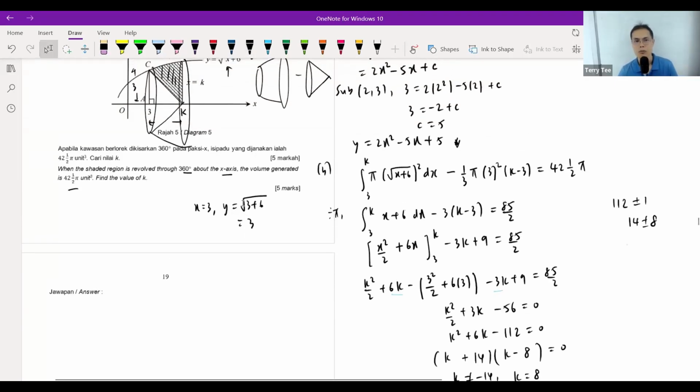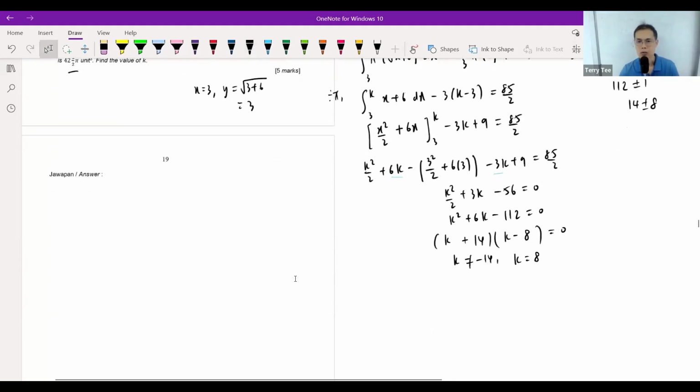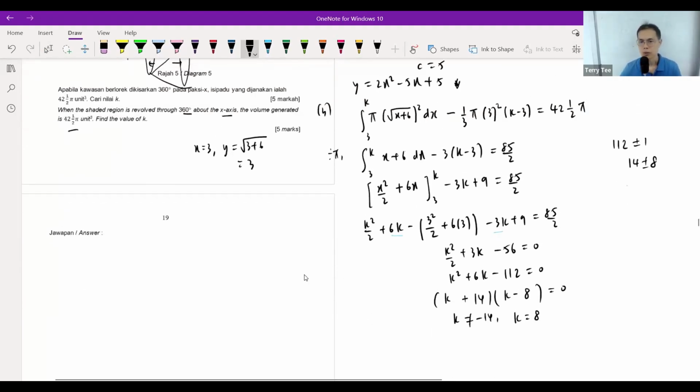Because if you look at the diagram, your k is on the right-hand side of the y-axis. K is more than 0. Cannot be negative. So we ignore negative 14. Only take one answer. k equals 8.